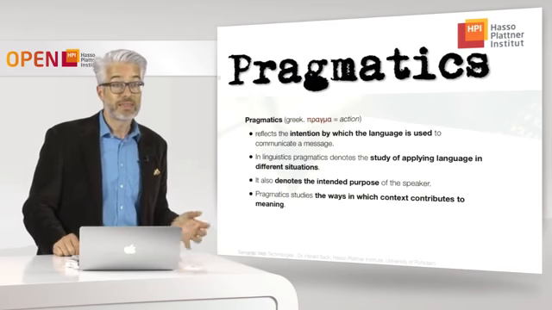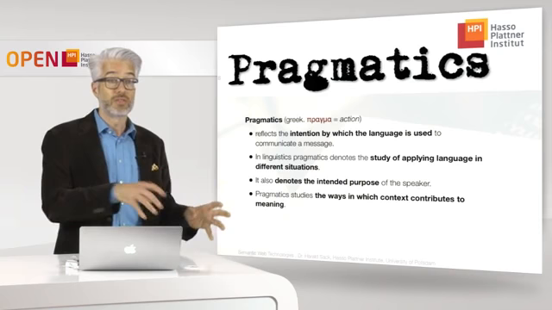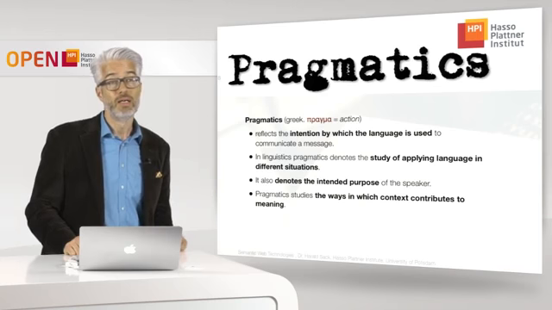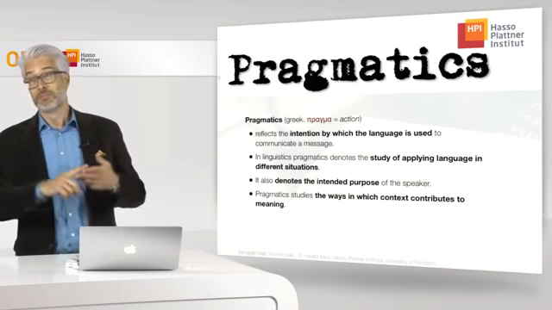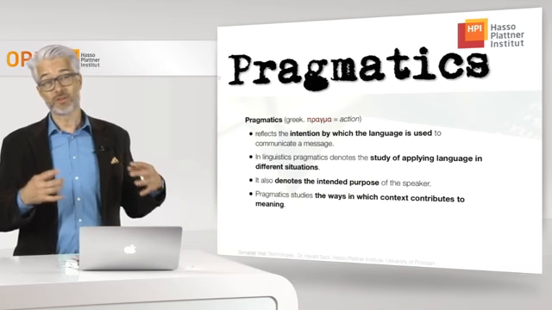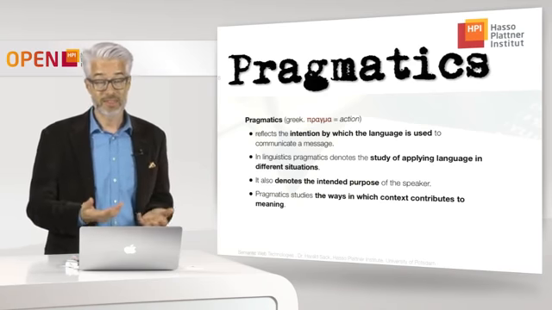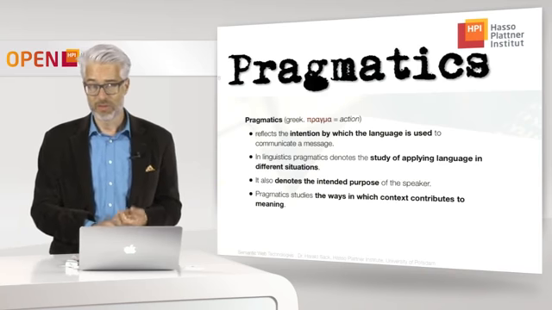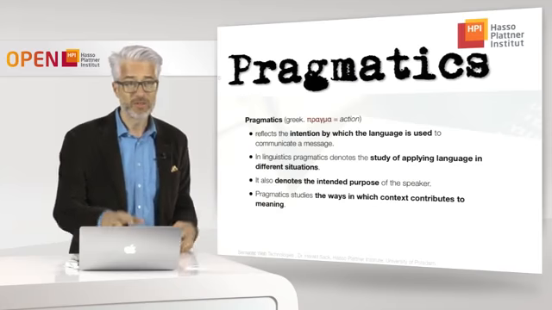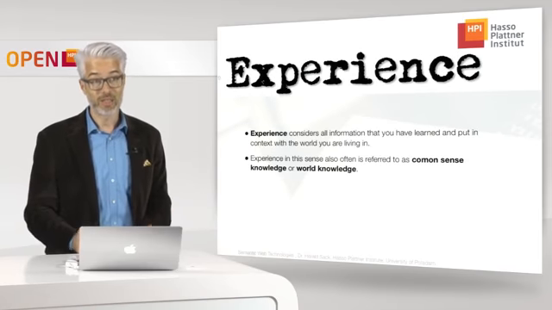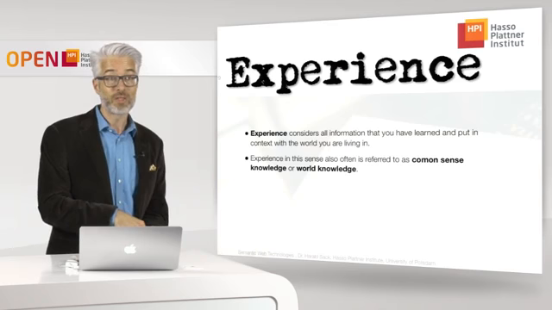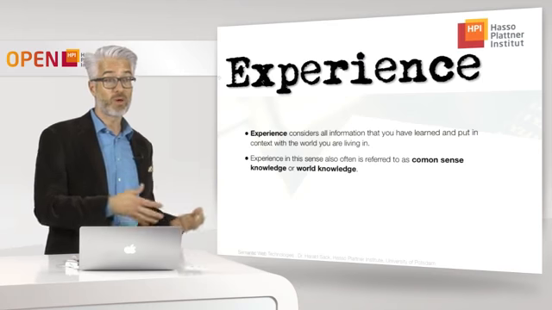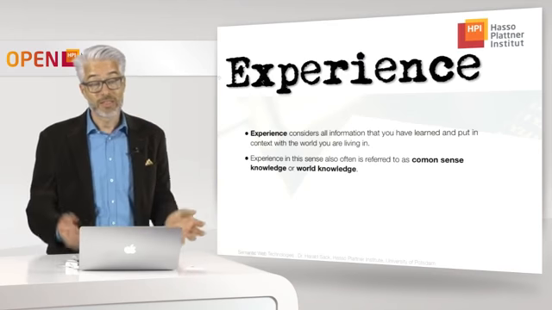So pragmatics is the way in which different contexts contribute to the meaning. And now you might say, okay, if I have all context aspects and also knowledge about the pragmatics of the sender, then I will be able to understand the message. But really, to be able to understand the message, of course, you need some experience in doing this. So in this sense, experience considers all information that you have learned and put in context with the world you are living in. And this is, of course, necessary for understanding.